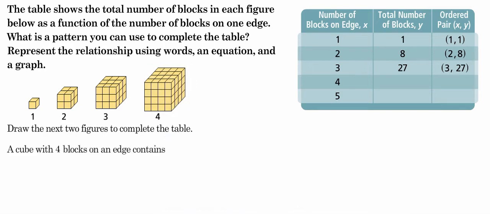A cube with 4 blocks on an edge contains 4 times 4 times 4, or 64 blocks.